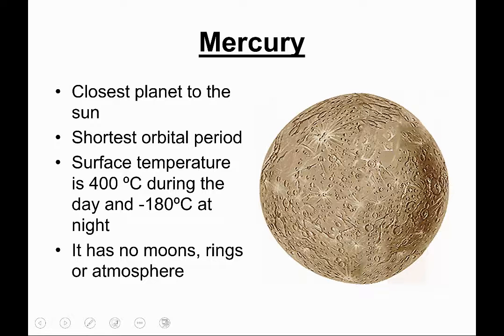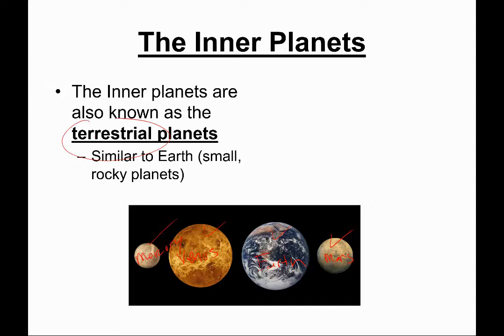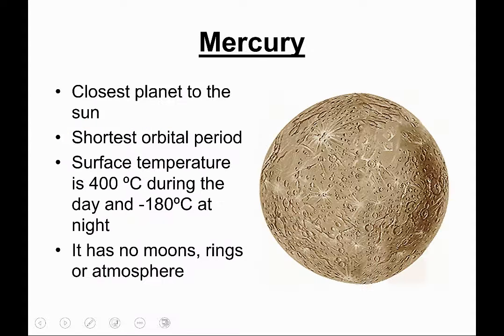Anyway, they're rocky planets. That's actually what terrestrial means. It means that they have rocky surfaces that you can stand on. So you could stand on these 4 planets. So Mercury is the closest planet to the sun. It has the shortest orbital period. Period means the time to complete a cycle, and the cycle in this case is go all the way around the sun.